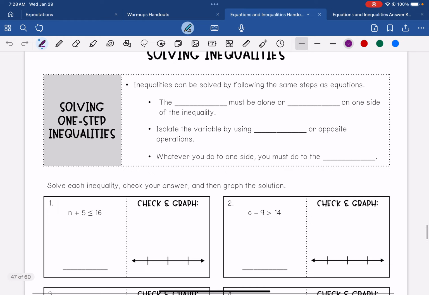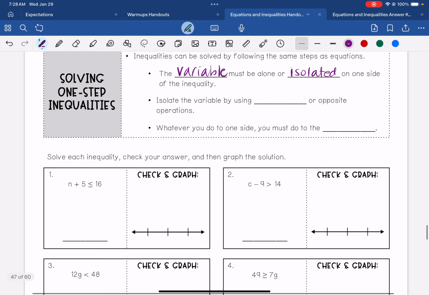All right, so first off, some notes. Inequalities can be solved by following the same steps as equations. Make sure that you are writing this down in your notes because I will be checking it. The variable must be alone or isolated, so all by itself, on one side of the inequality. To do that, you're going to isolate the variable by using, you may remember this from the equations part of the unit, inverse or opposite operations.